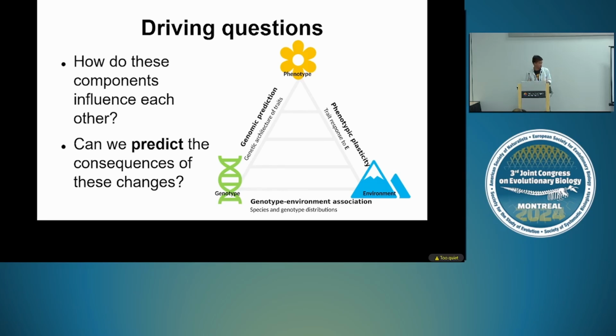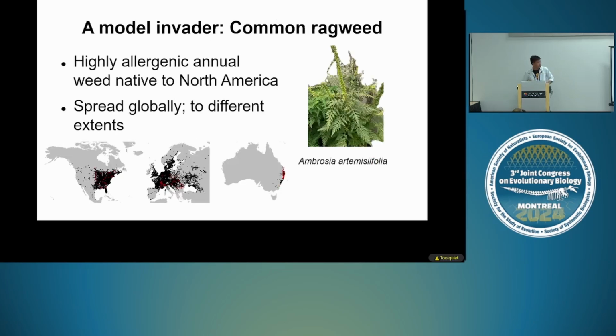So I'm doing this study on common ragweed, which is actually native here in North America, but down under it's invasive. Ragweed is an annual plant whose most notable characteristic is that it produces really allergenic pollen and is a big contributor to hay fever.